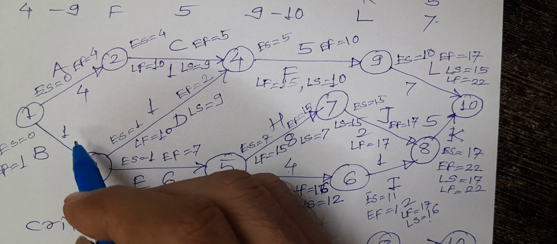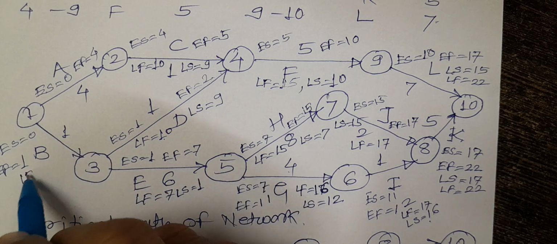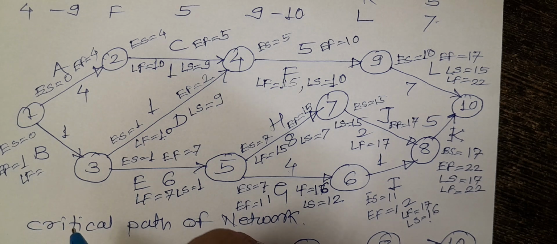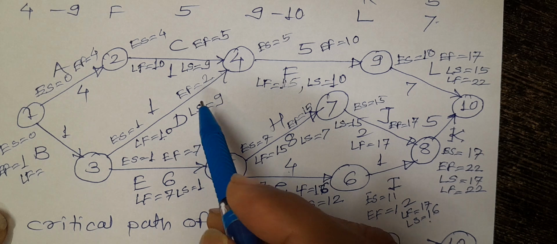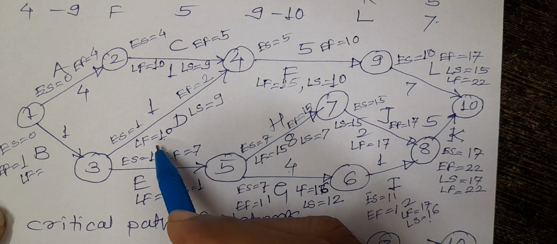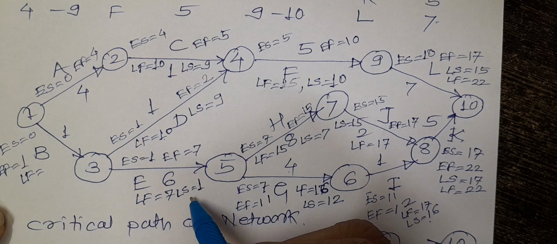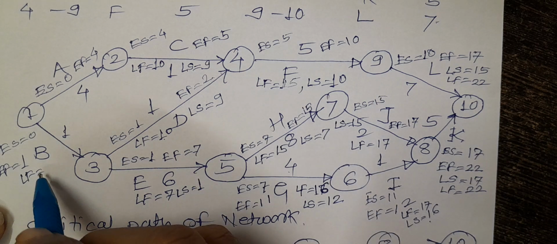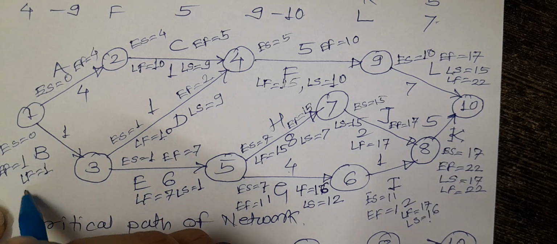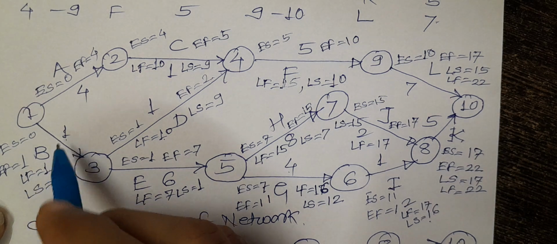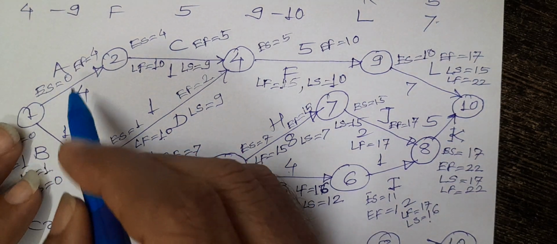Again come to the activity number B. What is the latest finish of this activity? There are two branches connected, so we have to consider the smallest latest start. This is 9 and this is 1. So what is the latest finish for this activity? It is 1. And what is the latest start for this activity? 1 minus 1, 0.